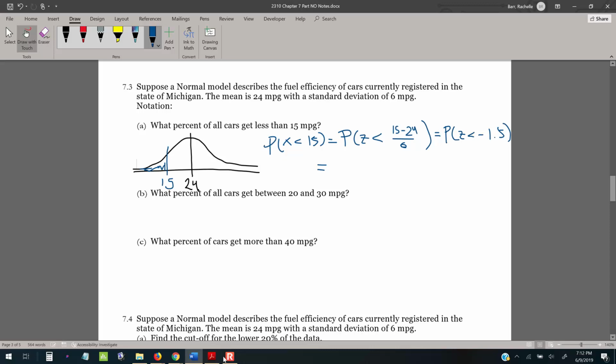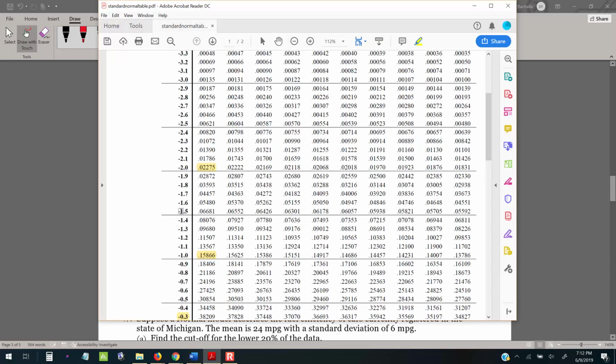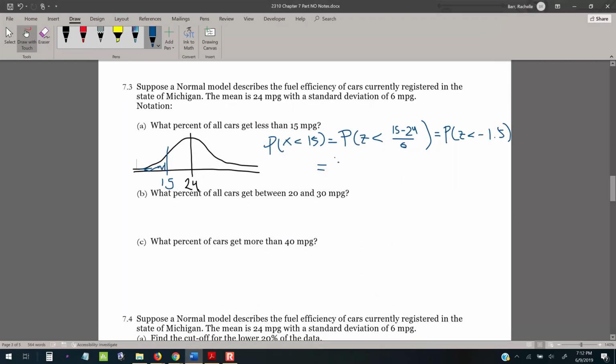So let's go get that done. Here we go, back to the table, -1.50, so it's that value, 0.06681. That's not very big. So slightly bigger than 6%.